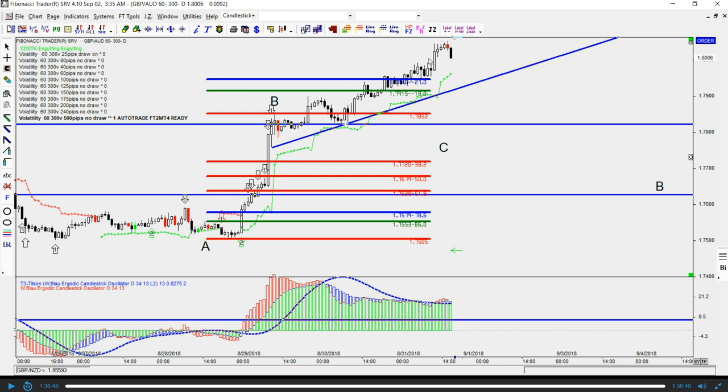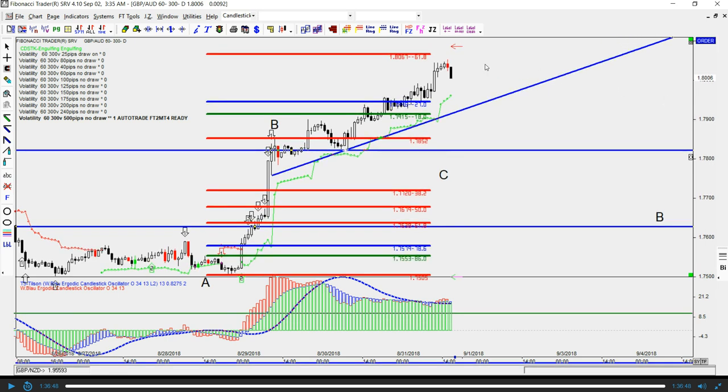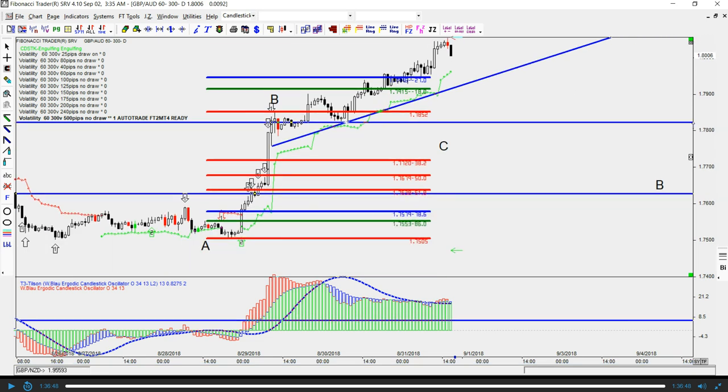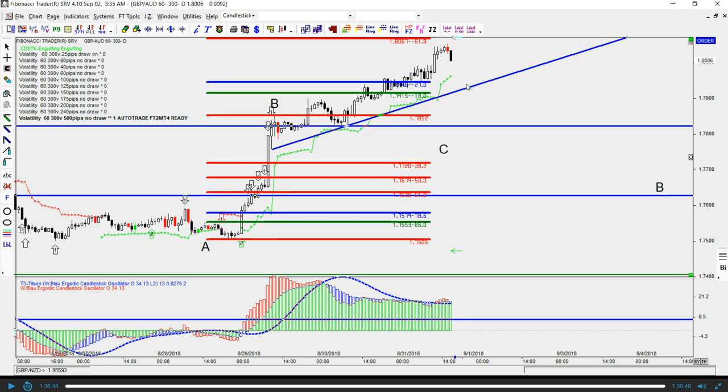All right, and currently we already took out the 240 pip target, which was right here. So we're pretty close to that 500 pip target. Okay, traders, the 500 pip target is right here at 80.86. So we're going to get some slight pullback, and we're pretty close to the extension. We're about 60 pips away from that. So we're probably going to get some pullback and then maybe bounce off this trend line and take out the target. We shall see.